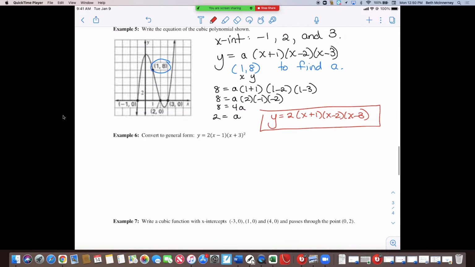If we jump down to example 7, let's jump there first. Example 7 says write a cubic function with x-intercepts -3, 0, 1, 0, 4, 0, and passes through the point 0, 2. Do you see that example 7 is in fact the same as example 5? So what would I do? I've already given you the x-intercepts, right? So what should be the first thing I write down in example 7?